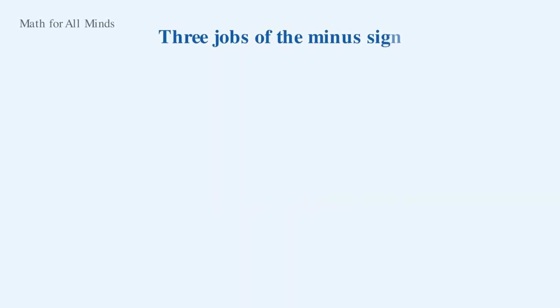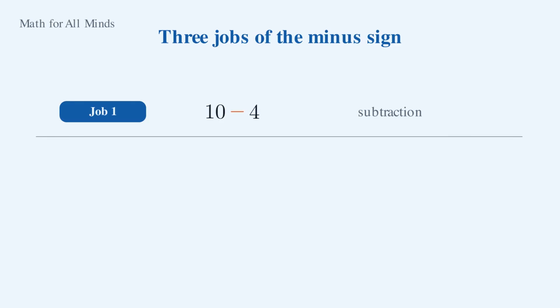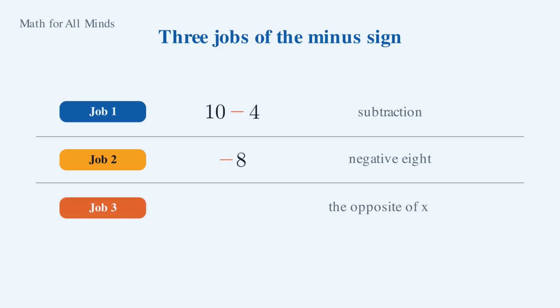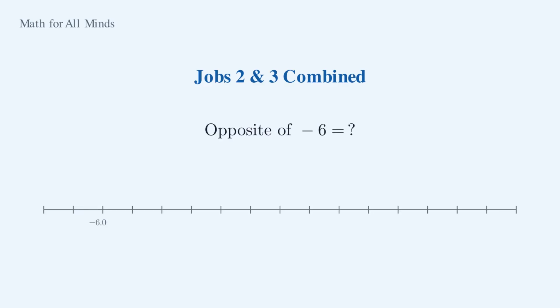Here's something that trips people up. In algebra, the minus sign has 3 different jobs. Job 1. Between two numbers, it means subtraction: 10 minus 4. Job 2. In front of a single number, it means that number is negative: -8. Job 3. In front of a variable or a number, it means the opposite of: the opposite of x.